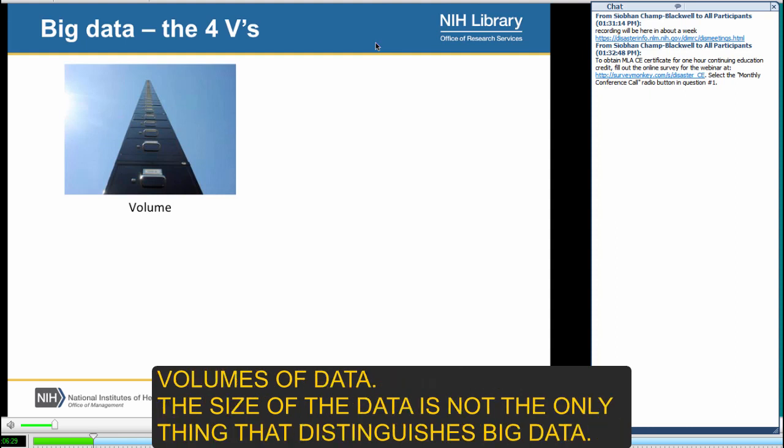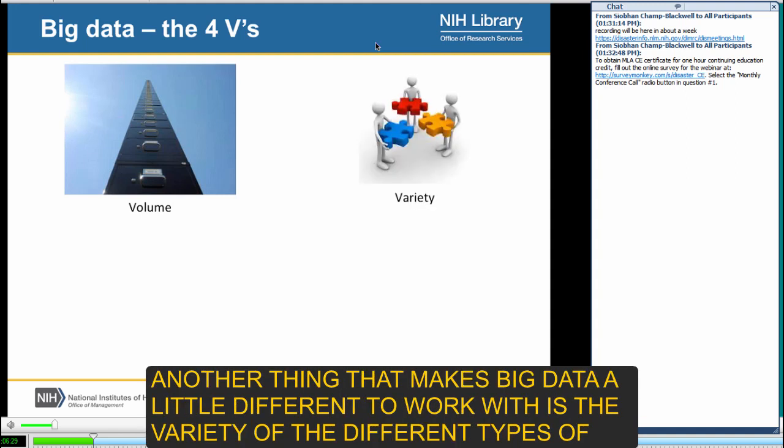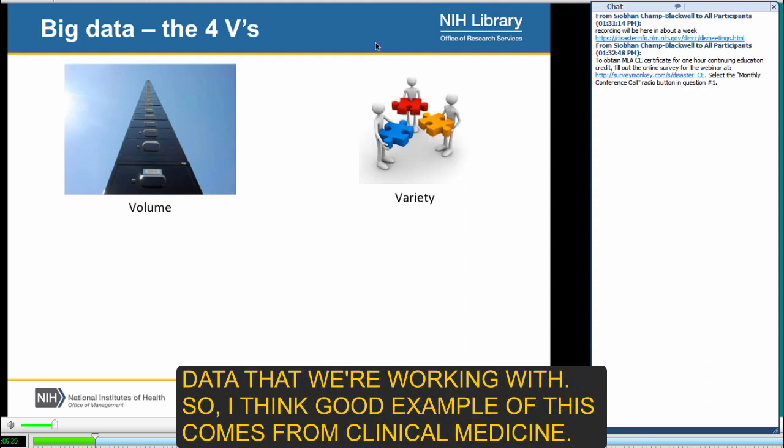The size of the data, though, is not the only thing that distinguishes big data. Another thing that makes big data a little different to work with is the variety of the different types of data that we're working with. So I think a really good example of this comes from clinical medicine.